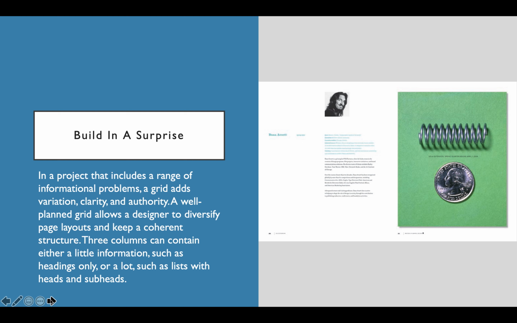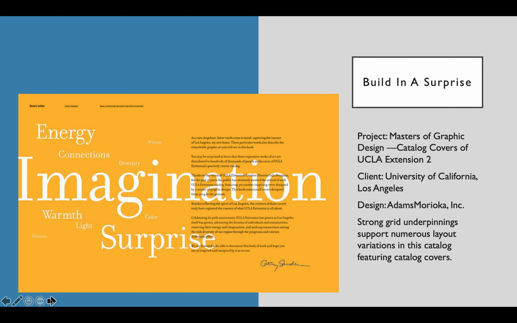So in this case, we've got a 3-column system. In some cases, just a title. But in other cases, there's a lot of information, lists with heads and subheads. And you can support all of that in the structure. And it leaves room for things like oases for the eye. So a strong grid underpinning can support a lot of layouts, lots of variation, and in this case we can see this is from the cover.